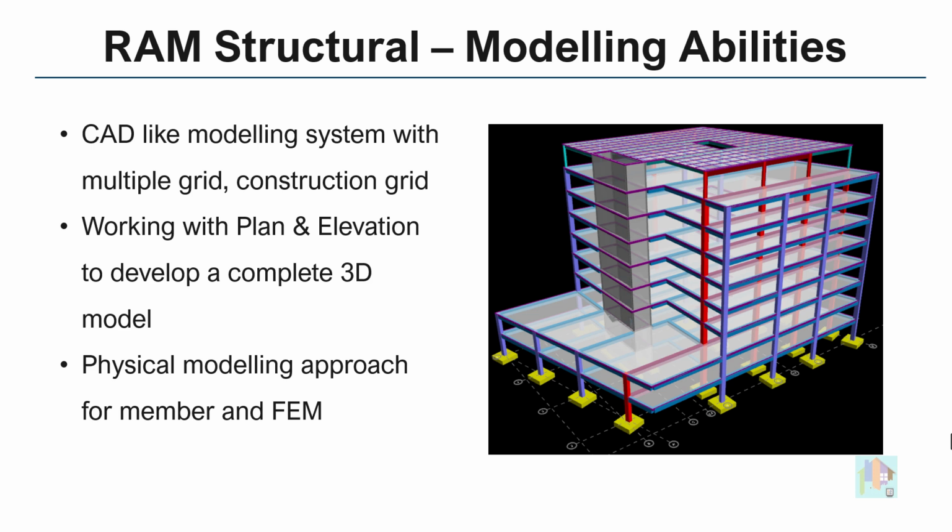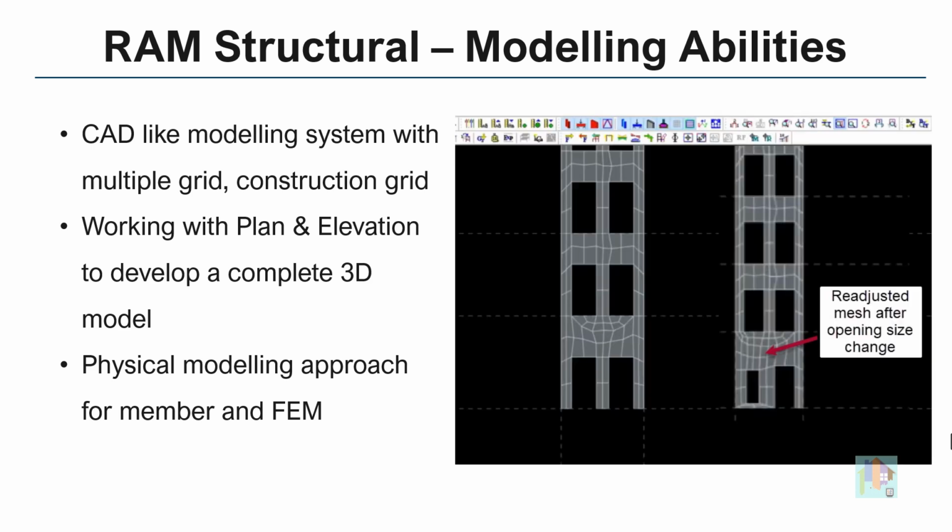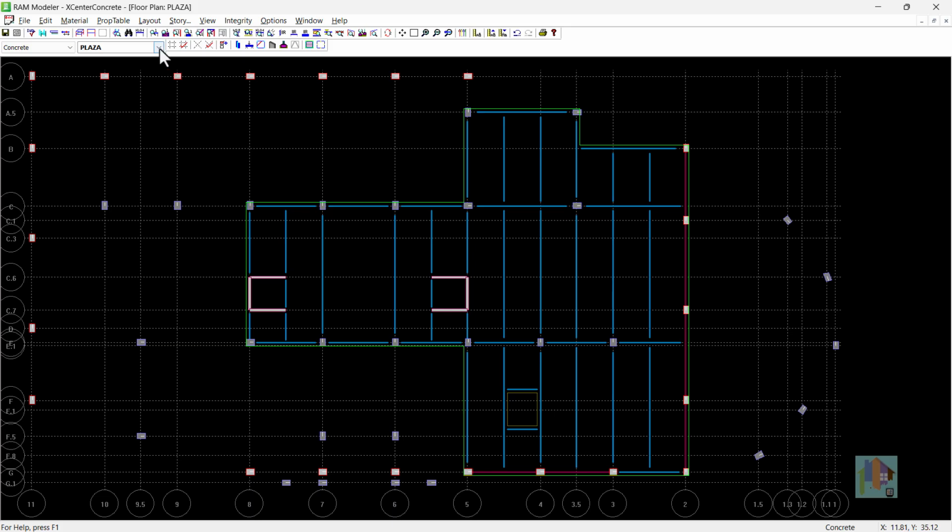We can define the mesh as a physical surface. The program internally meshes the area based on connected elements. This physical modeling approach gives freedom to customize the mesh at any point of time and eliminates any connectivity issue. For example, we can create an opening in the floor or shift any member location after mesh generation without affecting the mesh. To create this model in RAM Structural, we have modeled different floor plans.